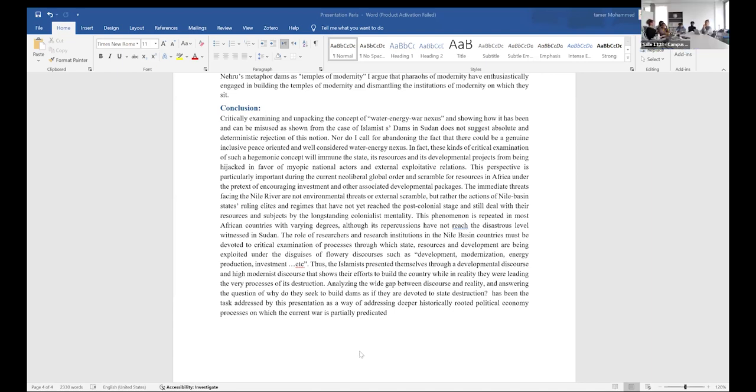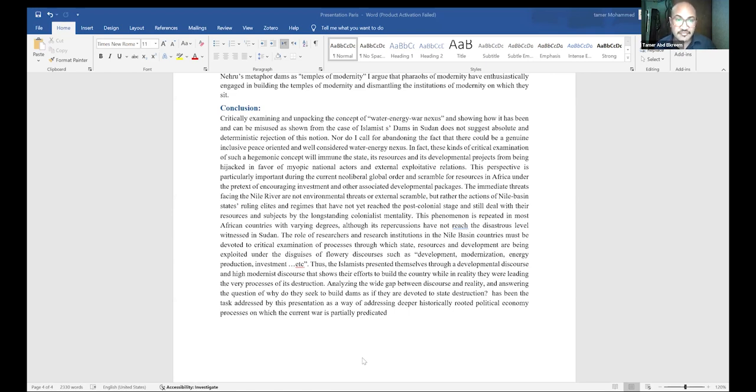the state and its resources and its developmental projects from being hijacked in favor of myopic national actors and external exploitative relations. This perspective is particularly important during the current neoliberal global order and scramble for resources in Africa under the pretext of encouraging investment and other associated developmental packages.